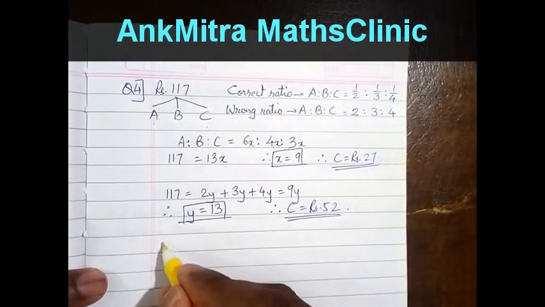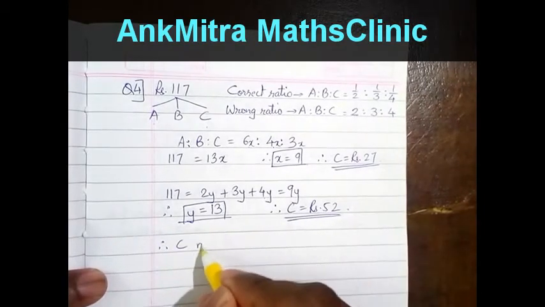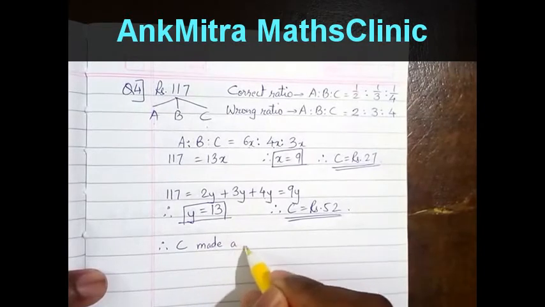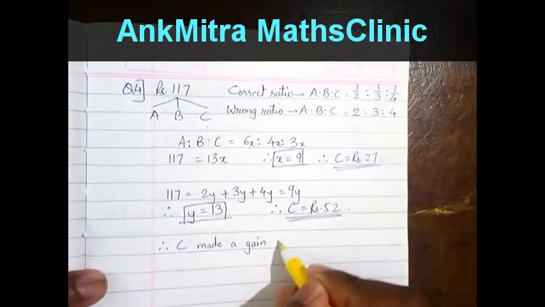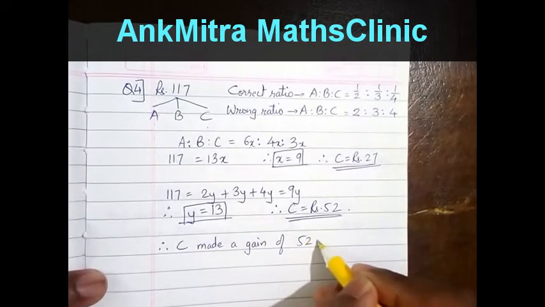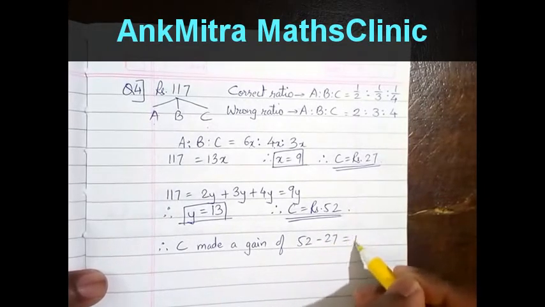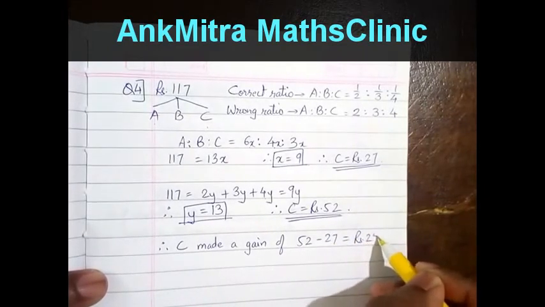That means C made a gain of 52 minus 27, which is equal to rupees 25.